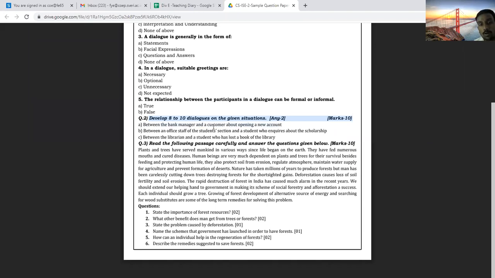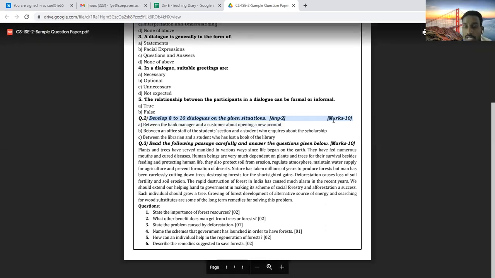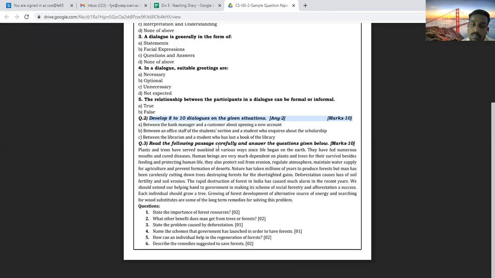You are going to write down 2 dialogues. Each dialogue will be for 5 marks. So question 2 will be for 10 marks, and 3 situations will be given. Out of 3, you can attempt any 2. You can attempt 3 also if you like. If you want to add it, you can write down 3 dialogues as well.